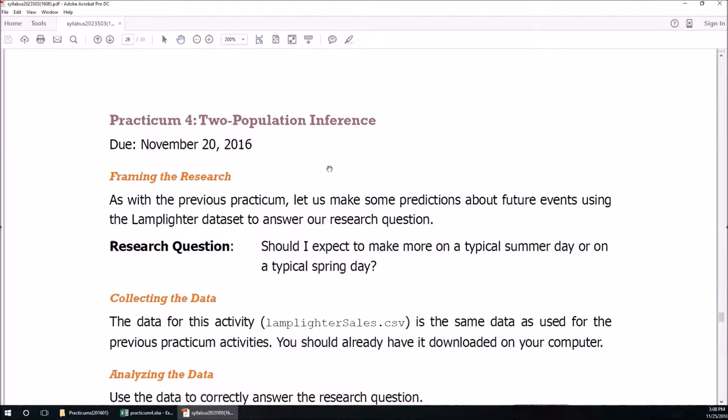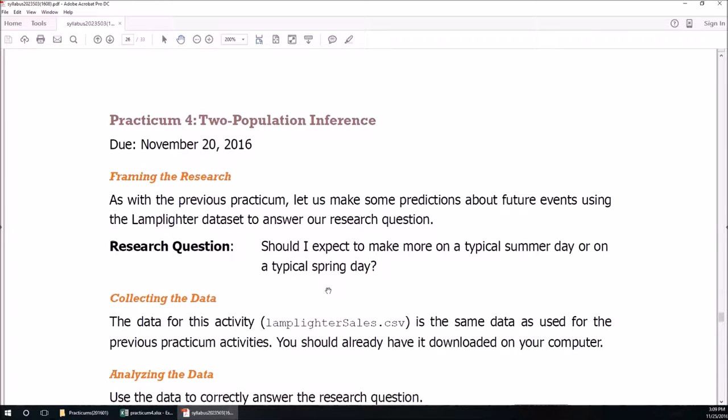It's two population inference, which tells us that we're going to have to get to chapter 10 at some point, either chapter 10, section 1, 2, or 3, depending on what we're comparing. So the research question is, should I expect to make more on a typical summer day or on a typical spring day? Okay, so we're looking at two populations. We're looking at the average gross sales for summer versus the average gross sales for spring.